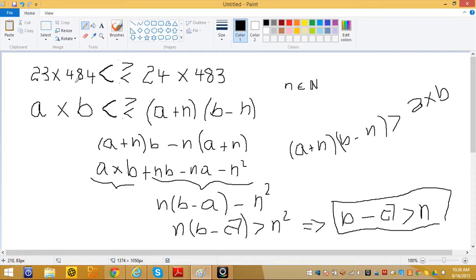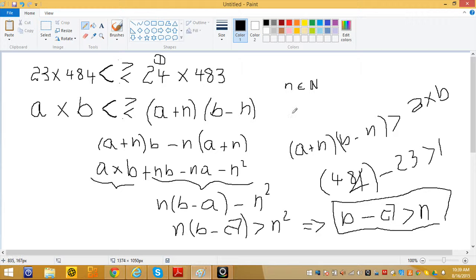Which means in this situation we have b equal to 484 minus 23. I don't need to make this subtraction. I know this is going to be greater than 1, since in this case n is 1. I just add 1 here. So n is 1. In other words, 484, which is b, minus 23, which is a, is greater than 1. In this case, I say this multiplication is greater. But if this was less than n, I would say the other part is greater. That's a generalization, whatever the case.